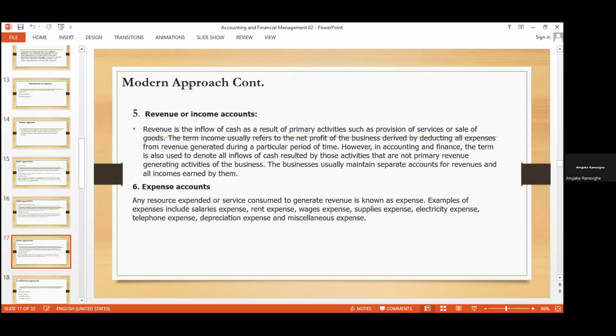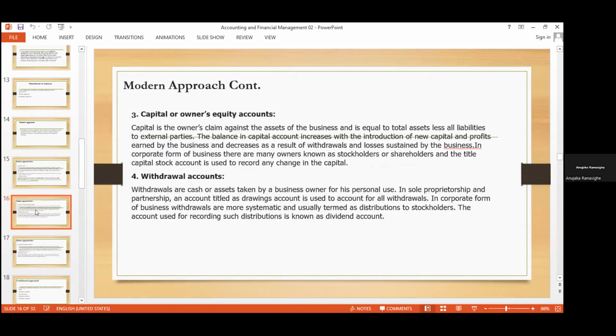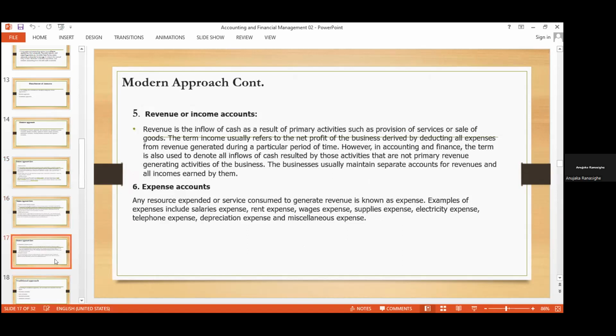Please get the general idea of the modern approach system. Six accounts are here in the modern approach system: assets, liability, capital or owner's equity, withdrawal accounts, revenue or income, and expense accounts. All the details are entered to the relevant account under the modern approach system. Don't get confused. This is the modern approach system.